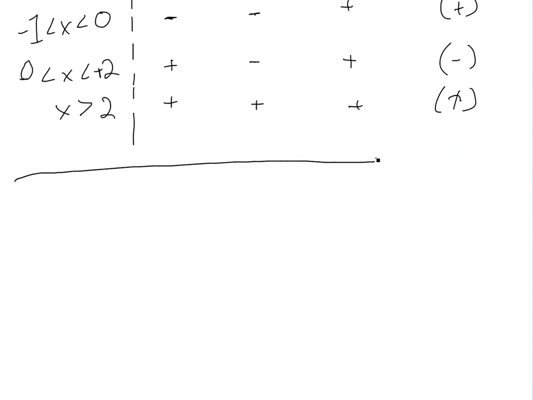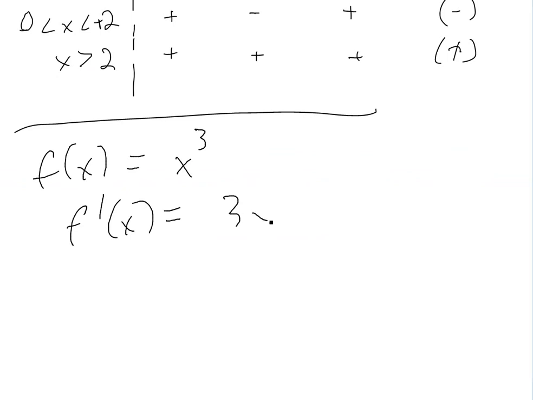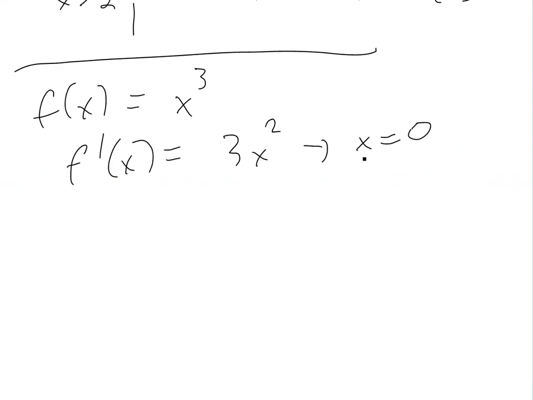Here's another quick one just to show you that there is no local max or min if you have a function f(x) equals 2x cubed. Then from here we know that the derivative of f(x) equals 3x squared, and then the critical point is just x equals 0. That's the only time it's 0. That's the critical point.